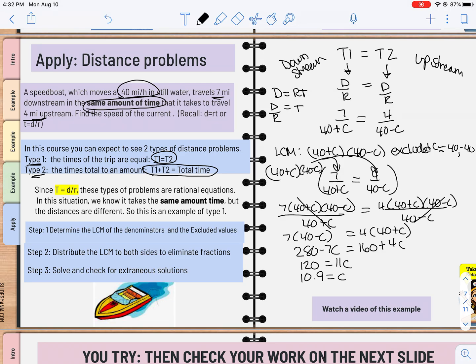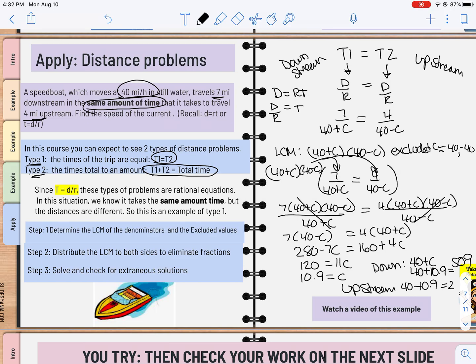So kind of what this means is when you're going downstream, remember that was the 40 plus the current. So 40 plus 10.9 means we're going about 50.9 miles per hour. Whereas upstream, we're subtracting that 10.9. So we're getting about 29.1 as our speed. So big difference going upstream versus downstream.